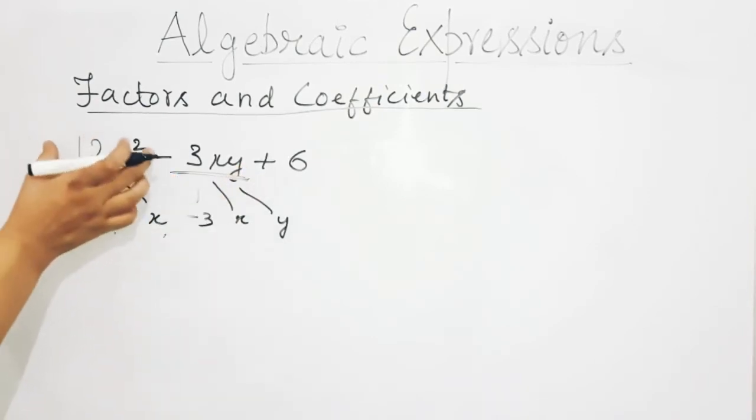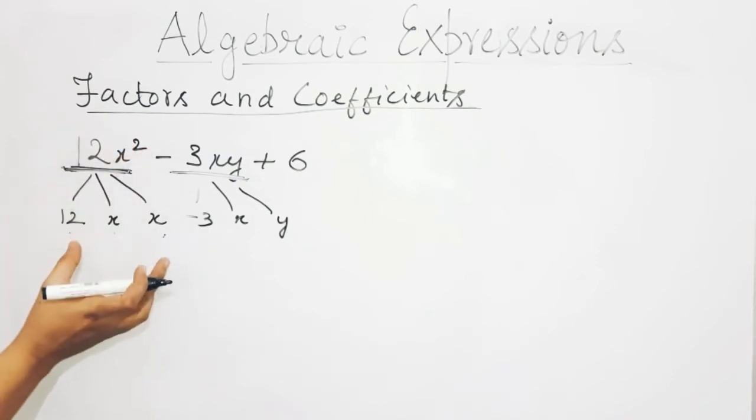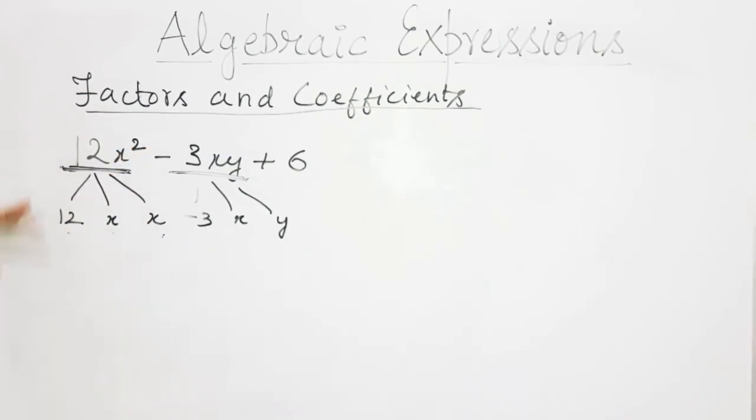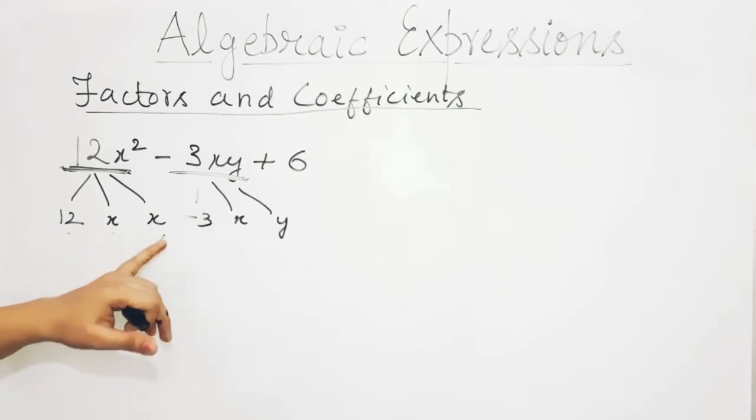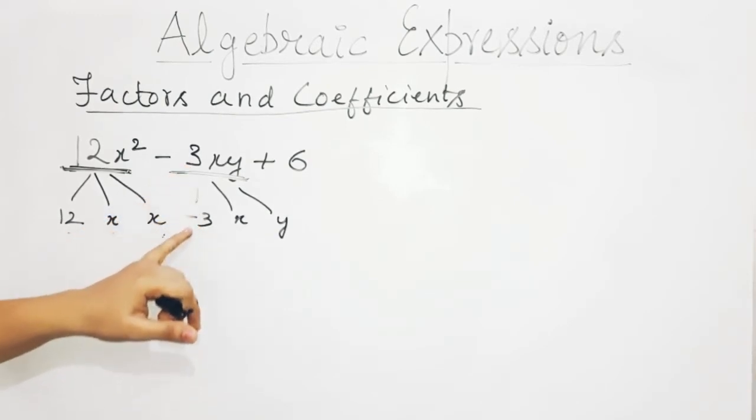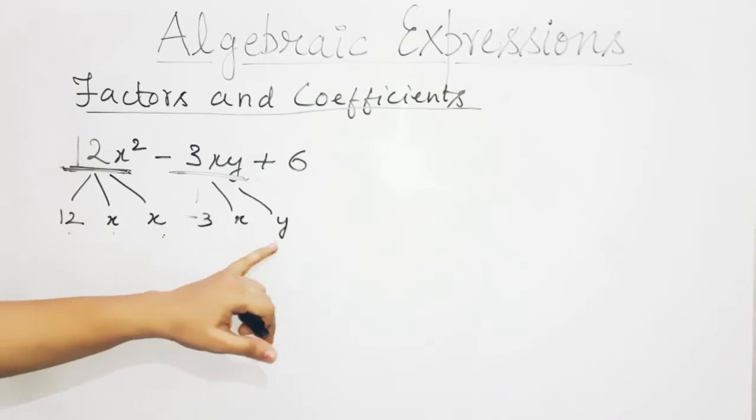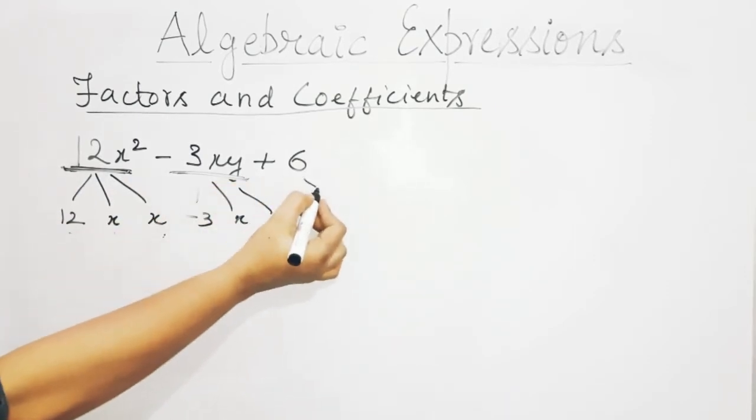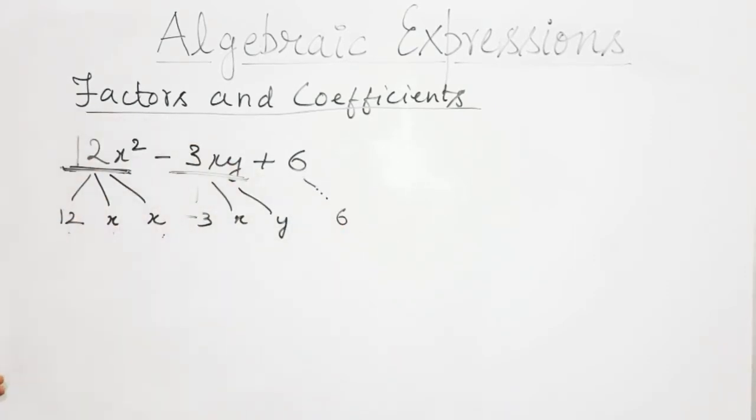So each term of an algebraic expression is a factor of itself. What are the factors of 12x square? 12, x and x. What are the factors of minus 3xy? Minus 3, x and y. What is the factor of 6? The factor of 6 is 6. So I hope you must have understood about the factors of an algebraic term.